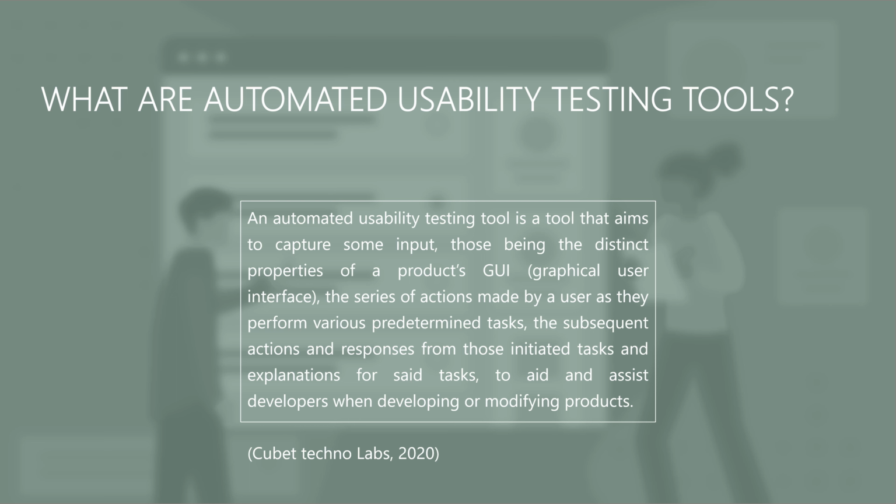So, with that being said, what really are automated usability testing tools? An automated usability testing tool is a tool that aims to capture some input, those being the distinct properties of a product's GUI, the graphical user interface, the series of actions made by a user as they perform various predetermined tasks, the subsequent actions and responses from those initiated tasks, and explanations for said tasks, to aid and assist developers when developing or modifying products.